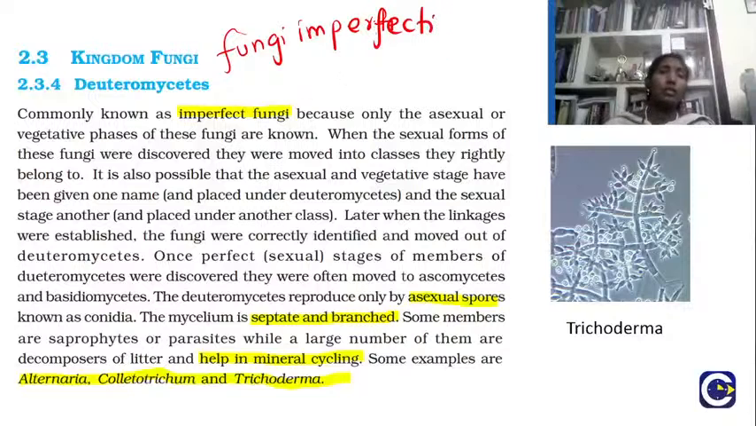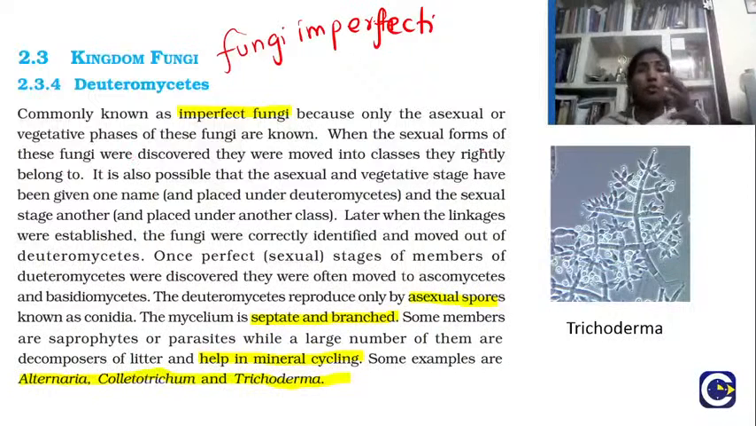Imperfecti. So that is actually because they don't belong to any class at all. We cannot put it into another class, and that's why we made this class. So commonly they are called imperfect fungi. Here it is probably because only the asexual or the vegetative phase of the fungi is known. When the sexual form of the fungi was discovered, they were moved to other classes.